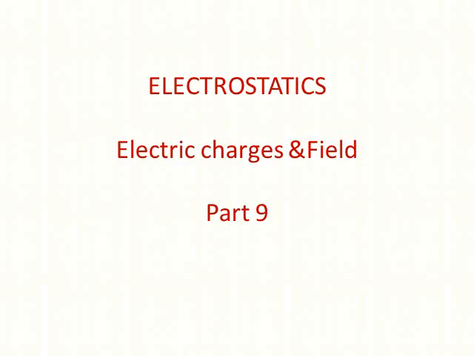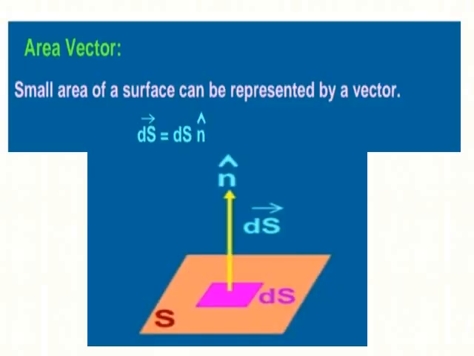Hello students, today we will study about electric flux and Gauss theorem. As you know, there are so many situations where we need not only the magnitude of the surface area but also its direction. The direction of a planar area vector is denoted by the normal to the plane. In the figure, a planar area element ds has been represented by a normal vector ds vector.